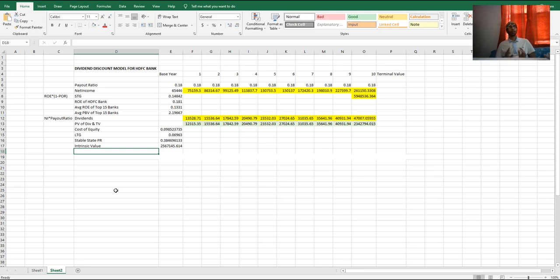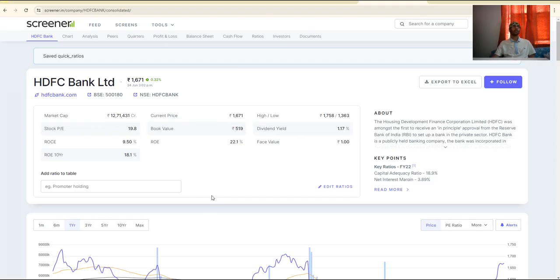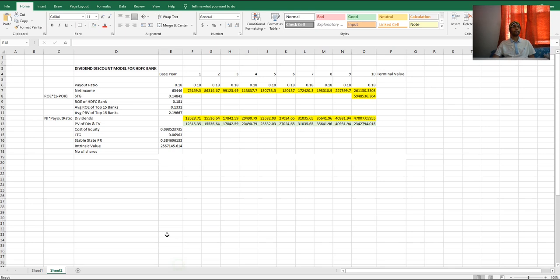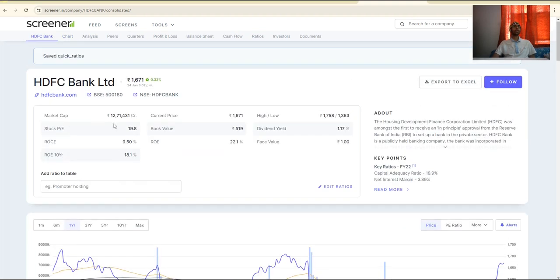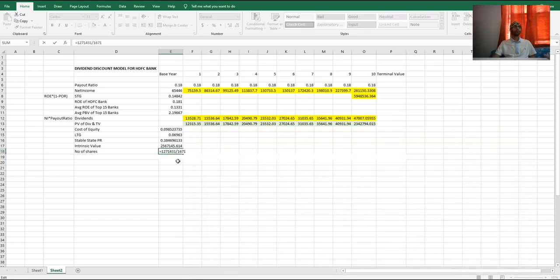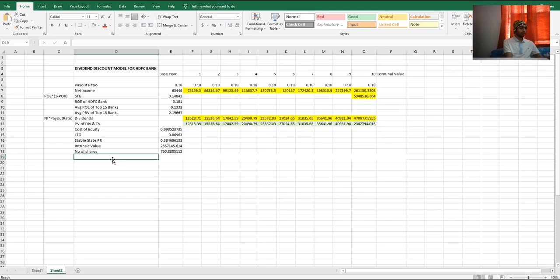Now we have to find out the per share intrinsic value, right? So for that we need to find out first the number of shares. Number of shares is simply market cap divided by price per share. 12,71,431 divided by 1671 is 761 crores approximately, right? Therefore, the value per share is equal to total intrinsic value divided by number of shares. So this is coming to be 337.92.